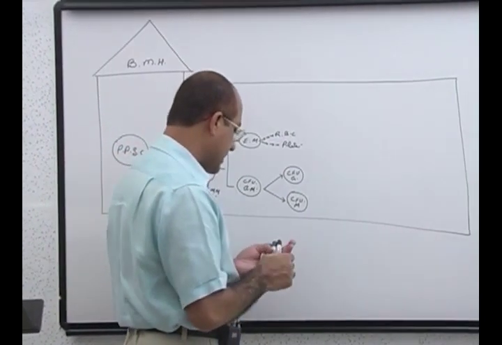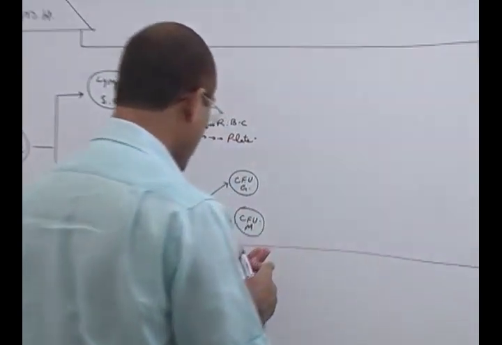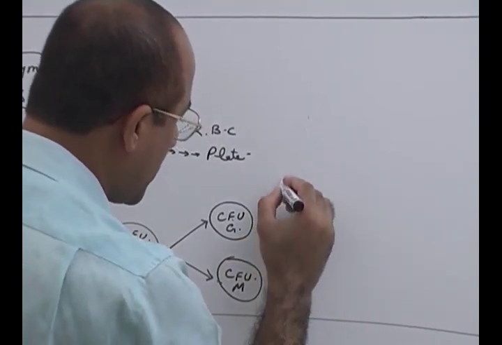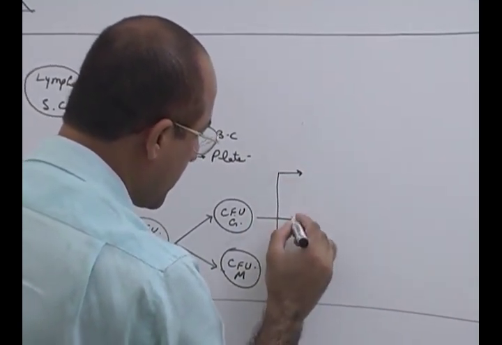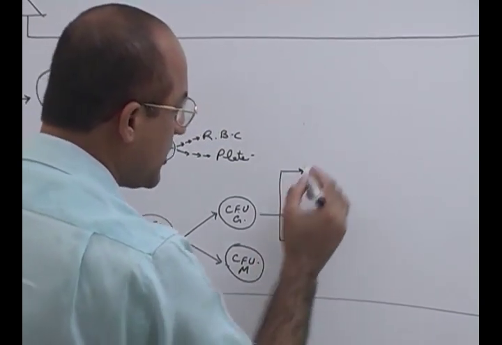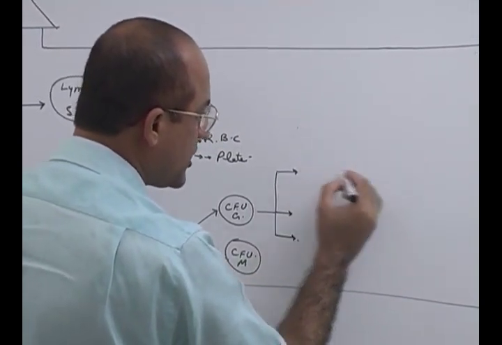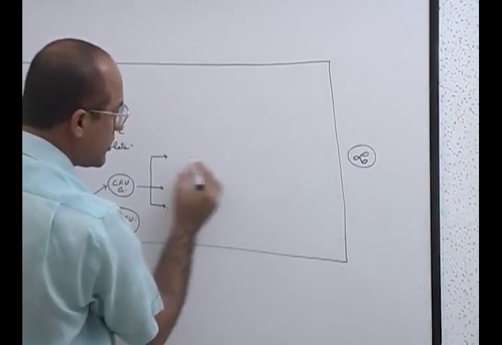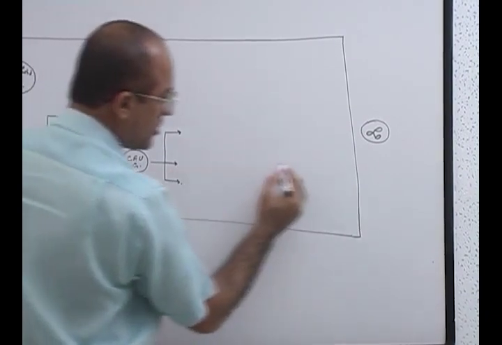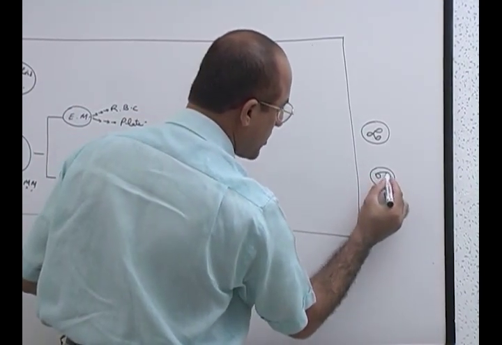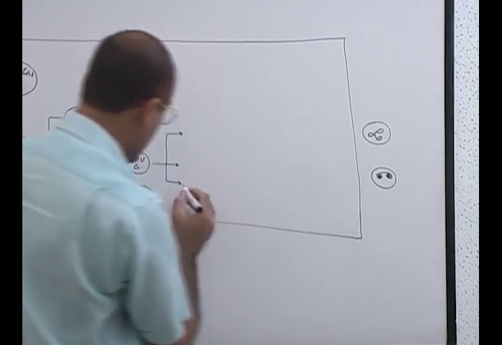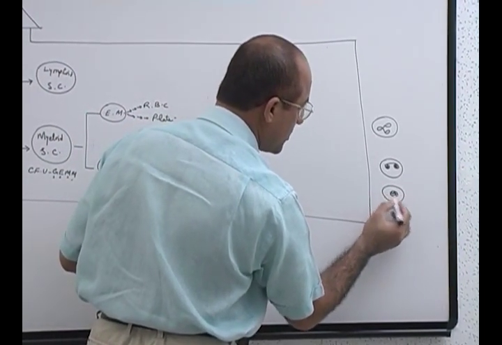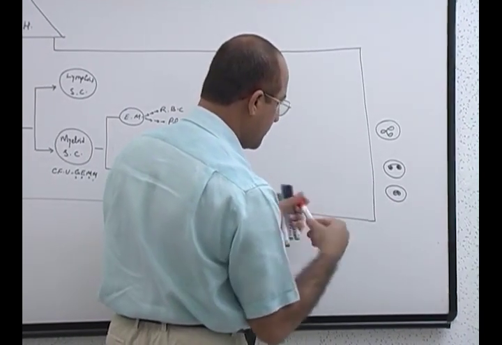And this granulocyte line, right, will divide into two types of series. Rather, now it will divide into three types of series. There is a series which will end up into what? Neutrophils. This series will end up into neutrophils. This series may end up into eosinophils, and the third series may end up into basophils, right?